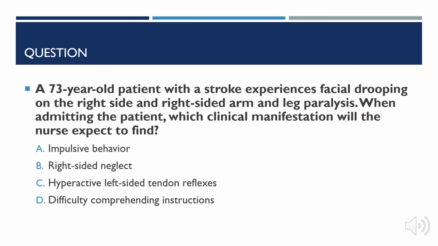A 73-year-old patient with a stroke experiences facial drooping on the right side and right-sided arm and leg paralysis. When admitting the patient, which clinical manifestation will the nurse expect to find? Impulsive behavior, right-sided neglect, hyperactive left-sided tendon reflexes, or difficulty comprehending instructions. D, difficulty comprehending instructions. So go in your book and look at the differences between the right and left-sided issues that come with strokes, and comprehension is on that side.